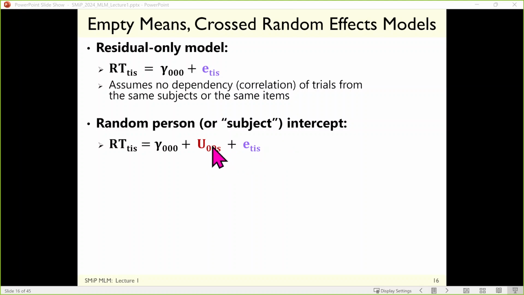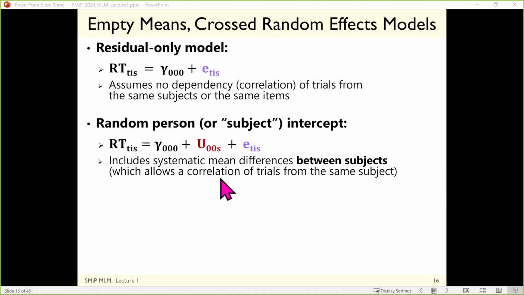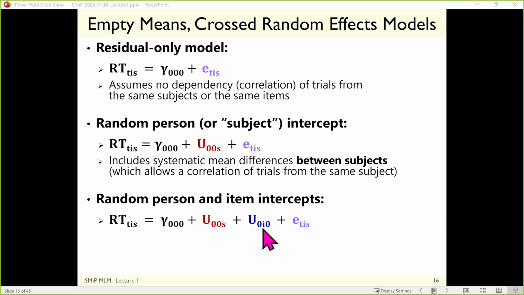So we would care about the variability across subjects in this random intercept U term, and we would care about how much relative variability is left in the residual. So this is analogous to the F1 ANOVA in terms of allowing subjects to differ from each other, but then not allowing anything about the items. So then the last step would be to consider adding the item random intercept. And so this then allows differences across items. It also simultaneously allows a correlation of item response of trials that came from the same item.